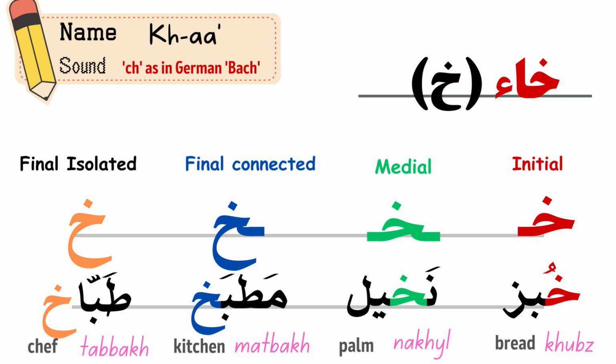The letter kha. Word خبز shows the initial form of the kha. Word نخيل shows the medial form of the kha. Word مطبخ shows the final form connected of the kha. And word طباخ shows the final form isolated of the letter kha.